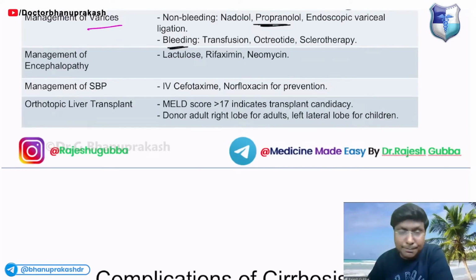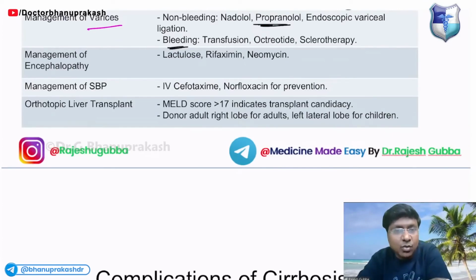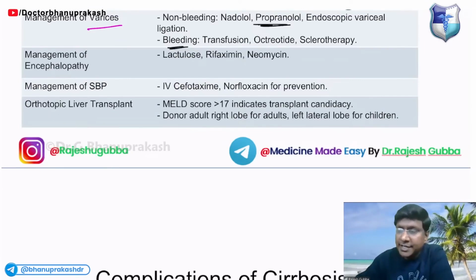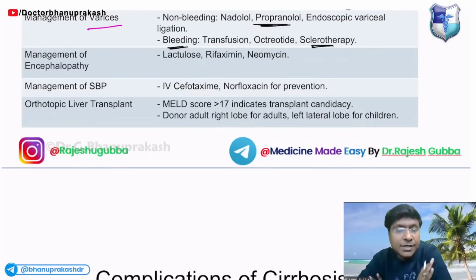If it is bleeding esophageal varices, then what you need to do is stabilize the patient first. IV fluids you should give, blood transfusion you should give, then you should give terlipressin or octreotide, and followed by that you need to do sclerotherapy. So this will be the management of the varices.